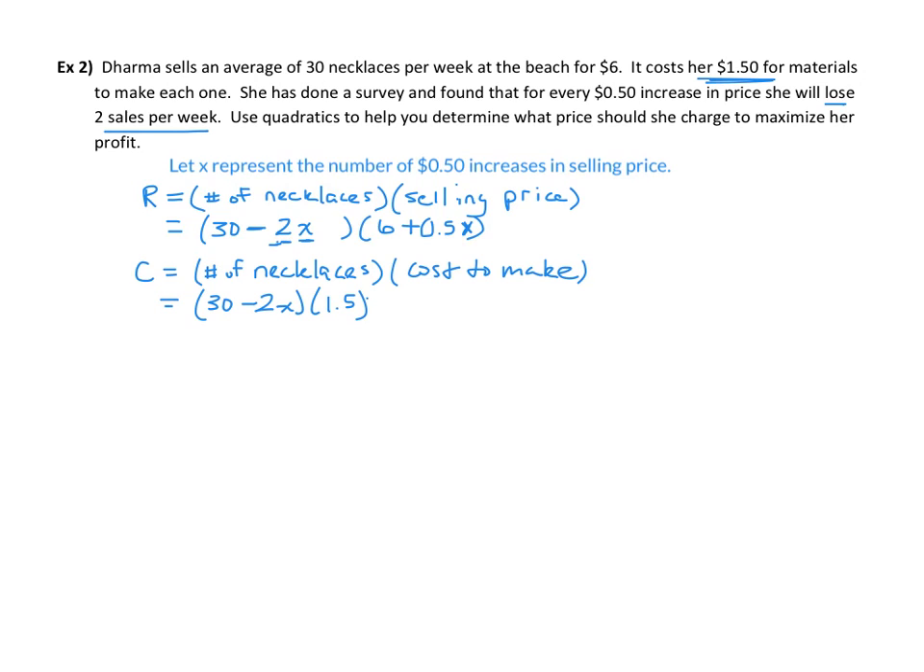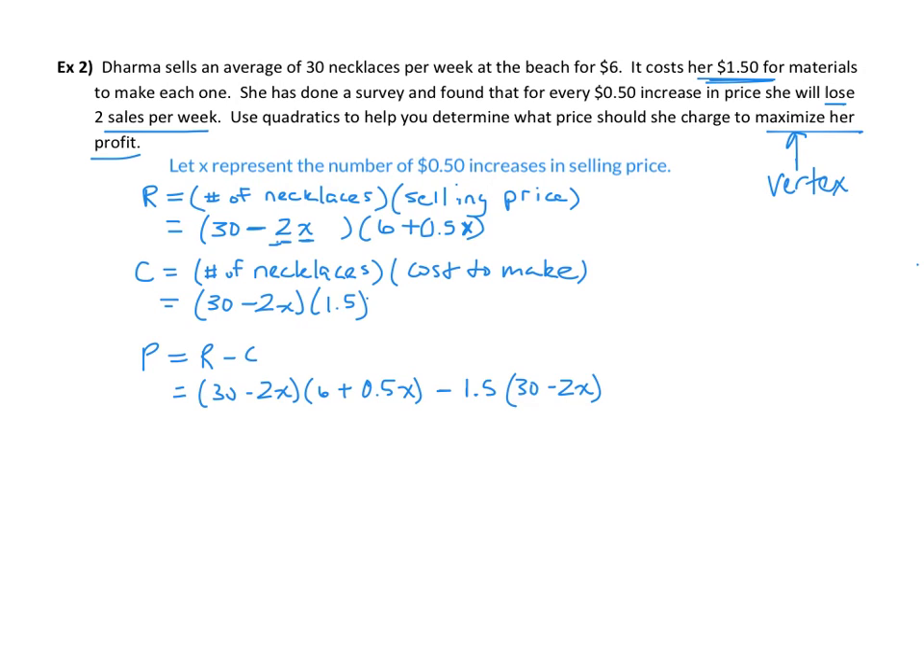Now, we want to maximize profit, and we know profit is equal to our revenue minus our cost. So we're going to take our revenue equation, which is 30 minus 2x times 6 plus 0.5x. We're going to take away, and I'm just going to rewrite the order, 1.5 times the 30 minus 2x, which is our cost equation. So this is what we're going to work with, and we want to maximize. That means we're finding the vertex. So the key word is maximize. We want to find the vertex here.